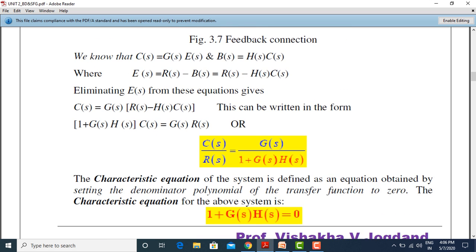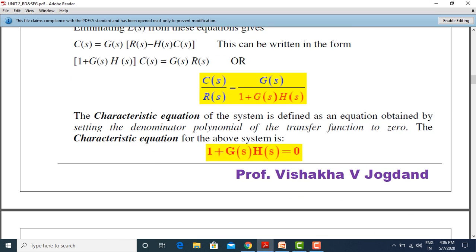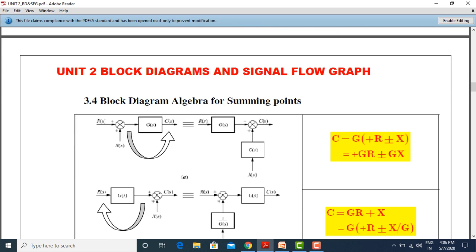This will be the formula, system upon 1, there is a negative sign, hence here is a plus. If there is negative, make it plus here. If there is a positive, make it minus here. G of S, system upon 1 plus system into feedback. So the characteristic equation will be obtained by equating the denominator with 0.